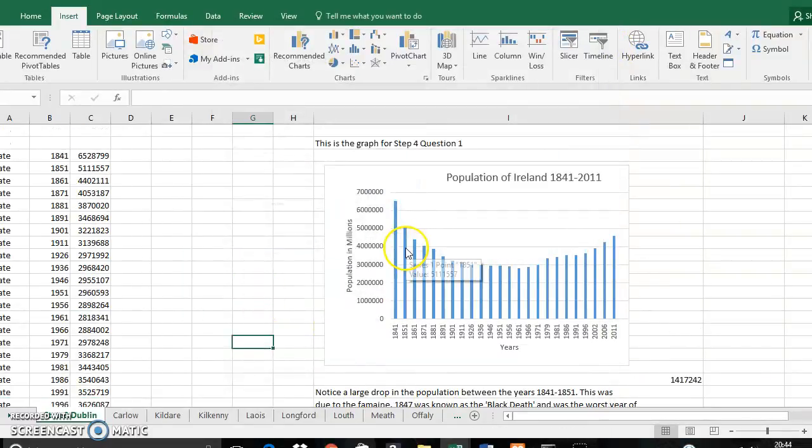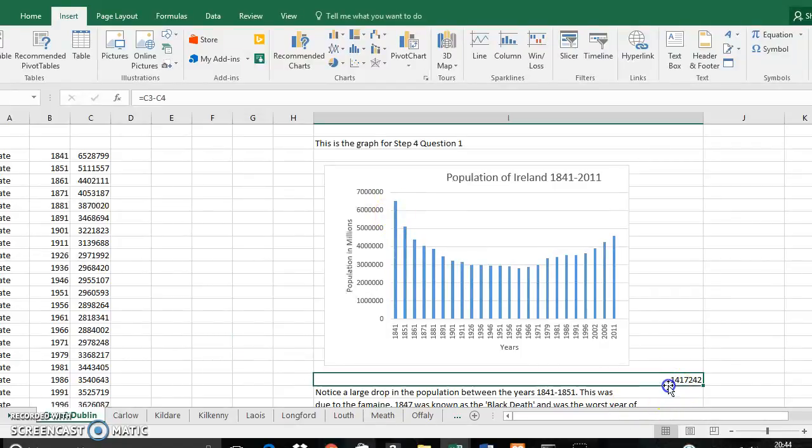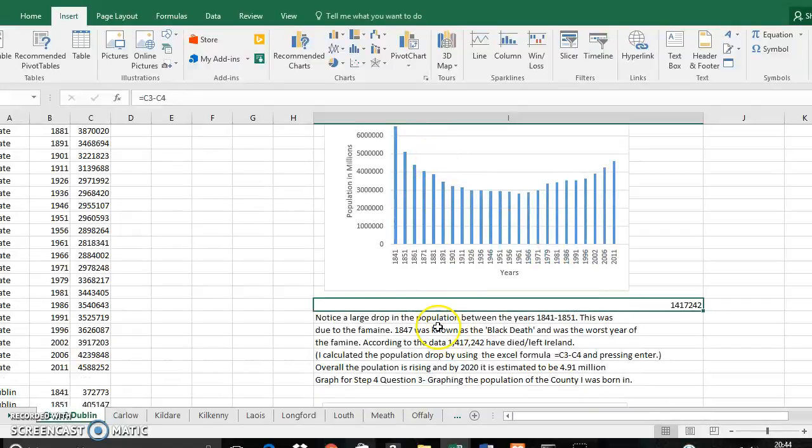But anyway, in the population of Ireland between 1841 and 2011, the highest point of Ireland's population was in 1841, and it was 6,528,799. Now, as you can notice, there's a relatively large drop between 1841 and 1851. This is a drop of about 1,417,242.